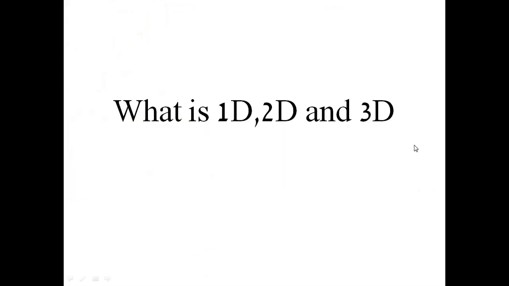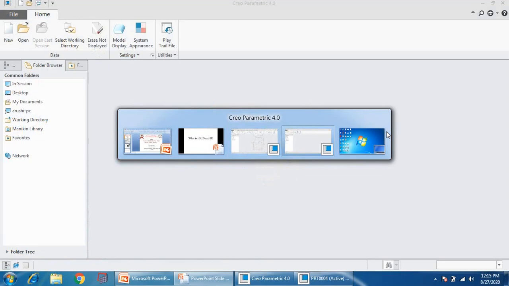So next is types of CAD models. Before that we should discuss what is 1D, 2D and 3D, that is one dimensional, two dimensional and three dimensional. These words themselves indicate that anything having one dimension is one dimensional, anything having two dimensions is 2D, and having three dimensions is 3D. So let us go live on one of the solid modeling software, that is Creo, where we will see this concept.